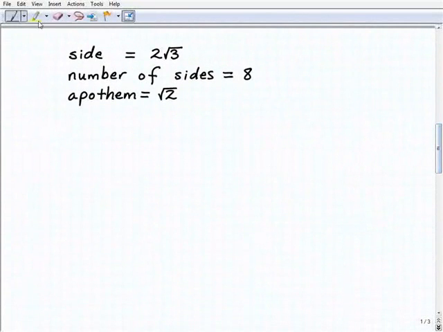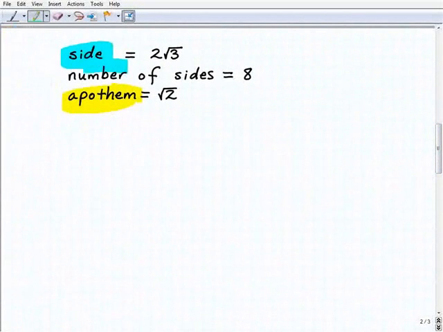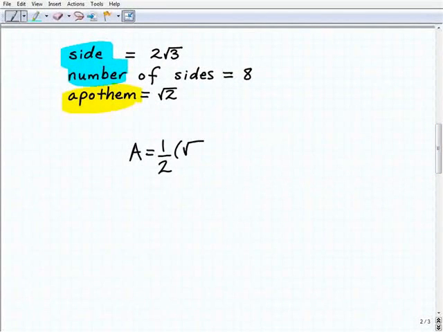Same thing. So we already have our apothem, and we're going to use these two pieces of information to find our perimeter. So let's set up the problem. The area is going to be equal to 1/2 the apothem, which is the square root of 2, times the perimeter. So the perimeter is going to be equal to the number of sides, 8, times the length of one side, which is 2 radical 3. So 8 times 2 radical 3.